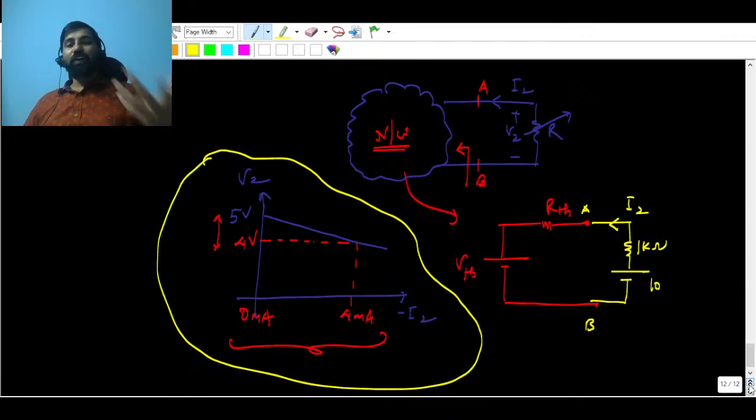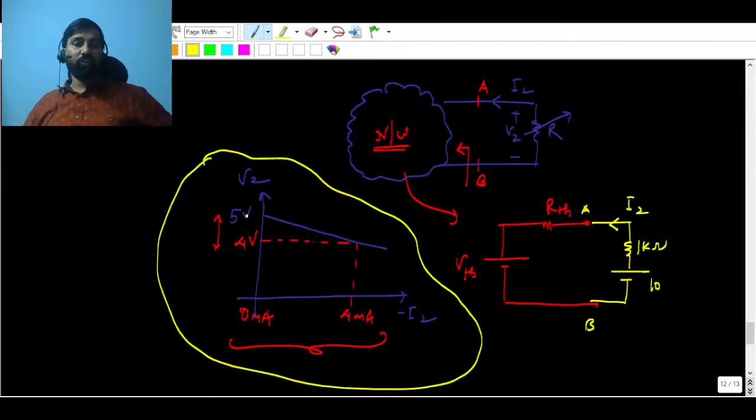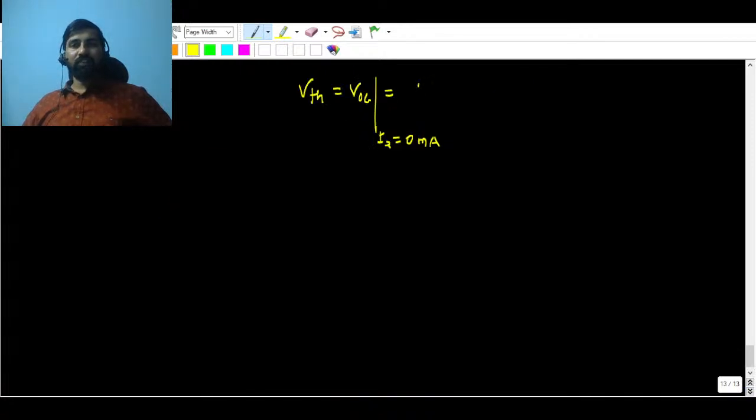So let's try to find VTH. VTH is basically the open circuit voltage of the network. If the load is disconnected, the current is going to be 0. So VOC can be found at I2 equal to 0 milliampere. What is the value of V2 when I2 is 0? That is the VTH, that is 5 volt. Directly you can find it from the plot.